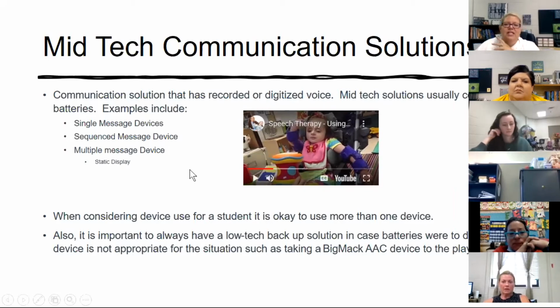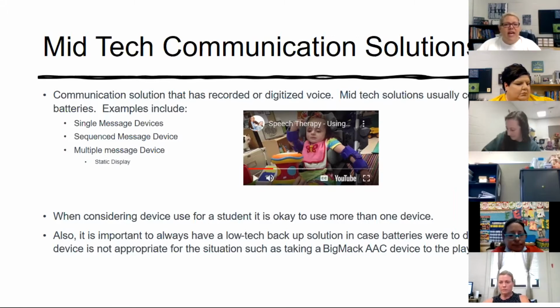Okay, so that's just an example of how you could use a Big Mac for a student to request something. To be a proficient switch user, you need to have access to 200 switch hits per day. So giving students those chances for switch hits is really important for them to be proficient communication users, to learn cause and effect, those kinds of things.